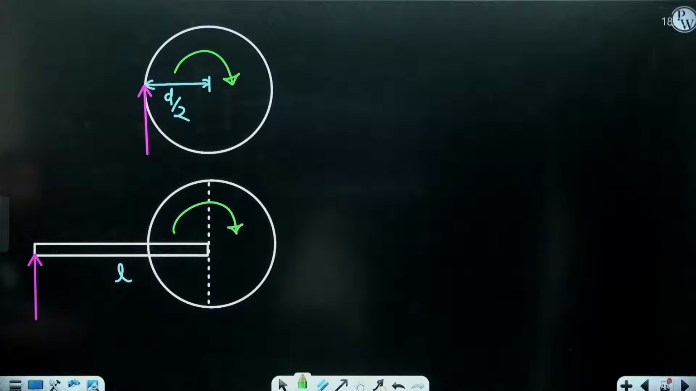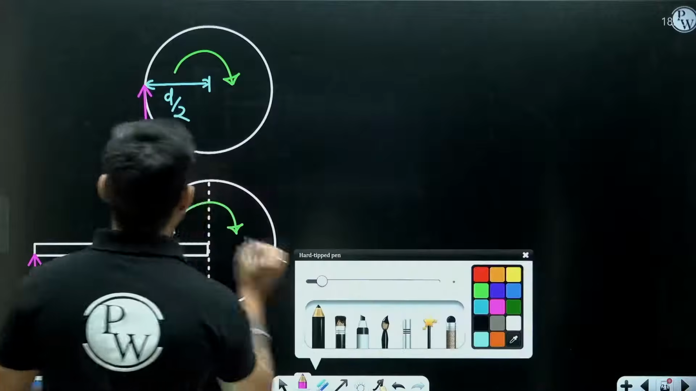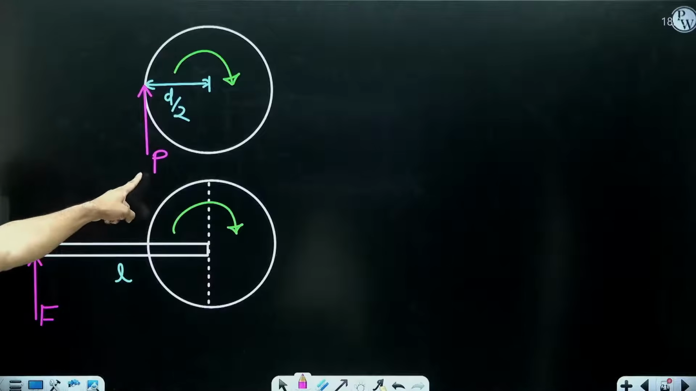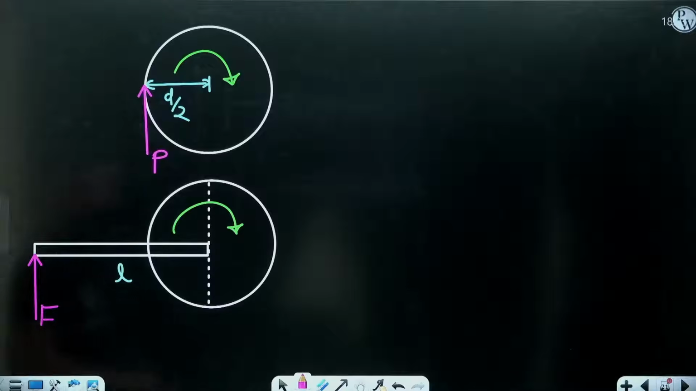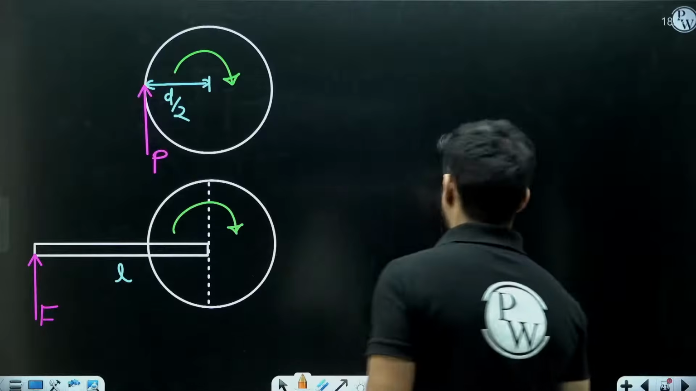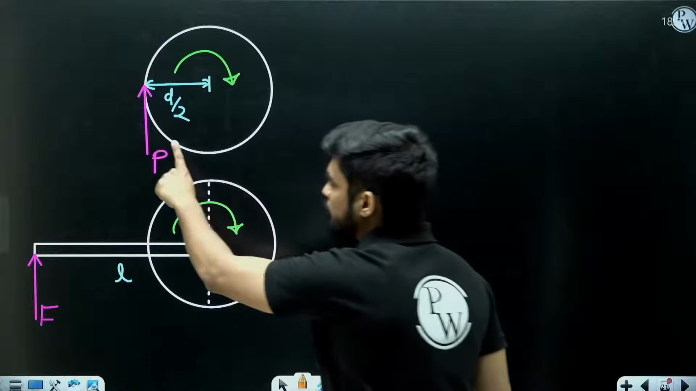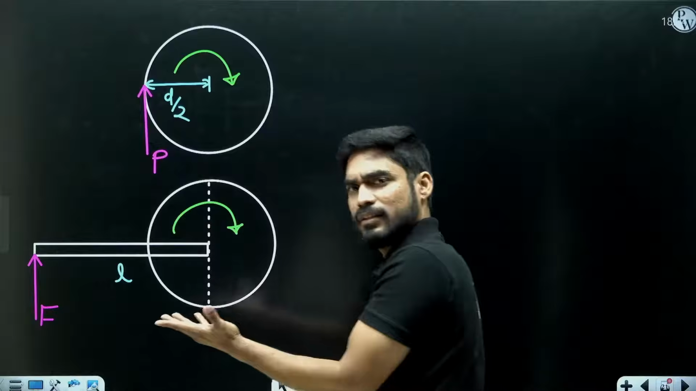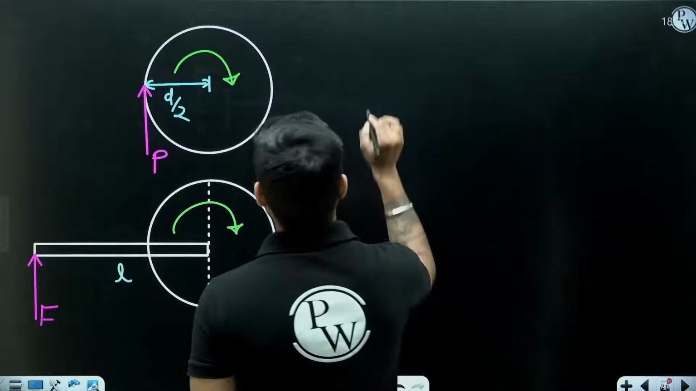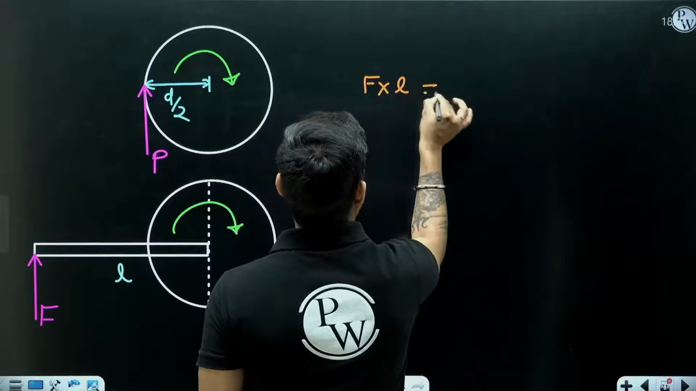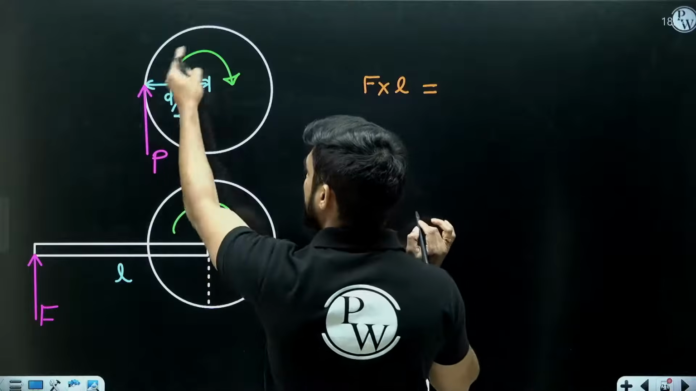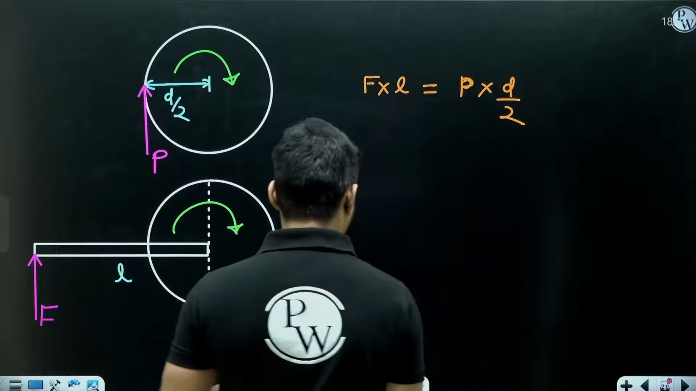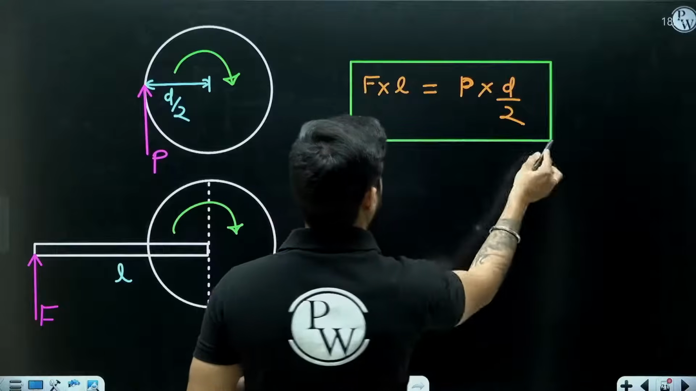Okay. So here this is, let's say, P, and here this is, let's say, F. So we have calculated P. Now what if we need to calculate F? So instead of applying force here, we are applying force here. But in both cases, what we need? We need this torque, basically. Okay. So I can say that F into L, whatever torque is generated here, same torque has to be generated here. So from here, you can find out the force F.